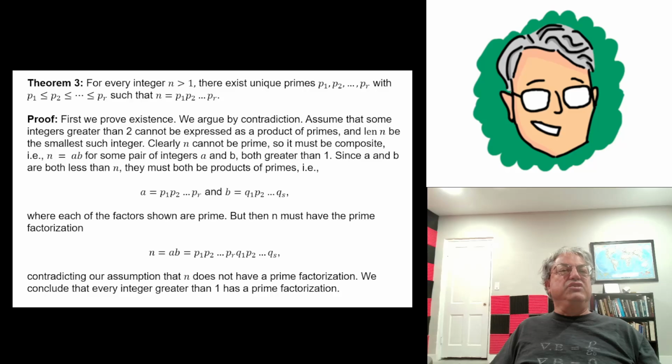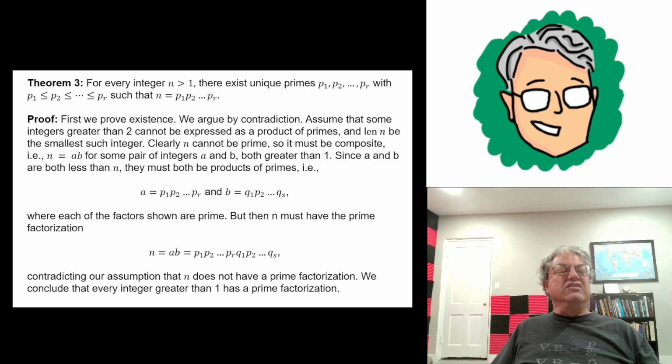But notice that a and b are both greater than 1, because otherwise it wouldn't be a non-trivial factorization. And since they're both greater than 1, that also means they're both less than n. And since they're both less than n, remember we were assuming that n was the smallest positive integer greater than 1 that didn't have a prime factorization. That means that a and b, since they're both less than n, they both have to have prime factorizations.